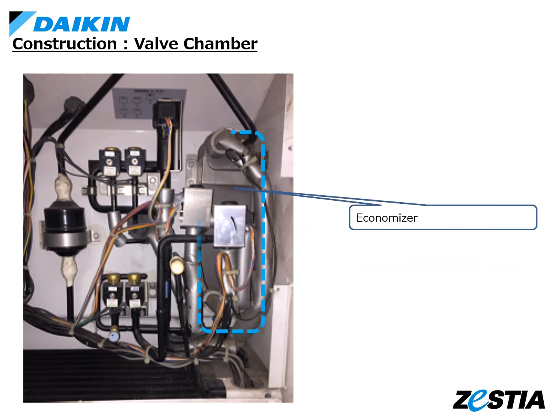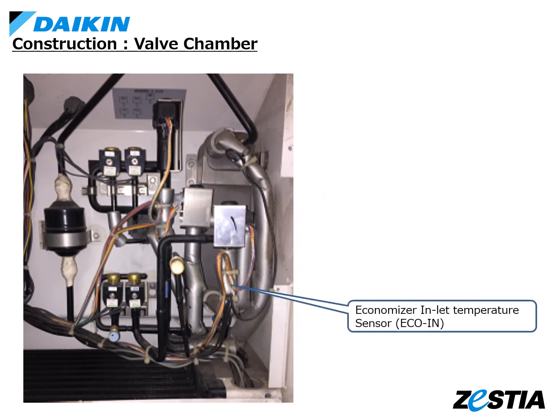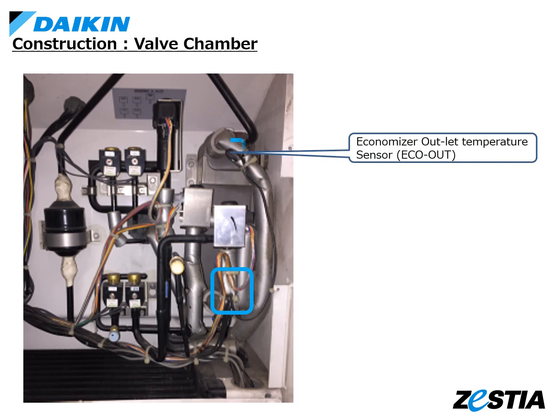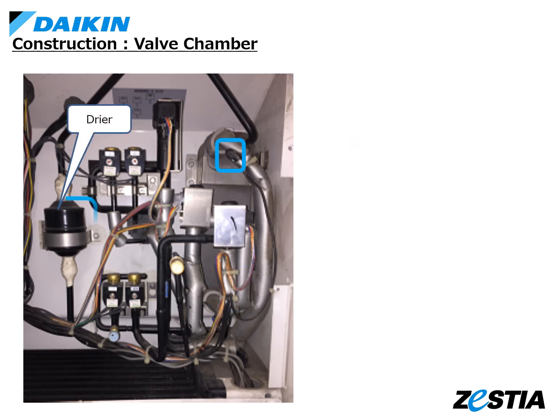Economizer is a heat exchanger to increase the capacity by increasing the superheat. Eco-in sensor measures the temperature of the economizer inlet. Eco-out sensor measures the temperature of the economizer outlet. The dryer is here.